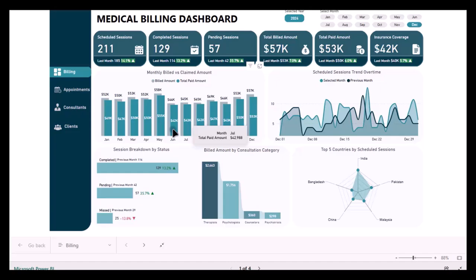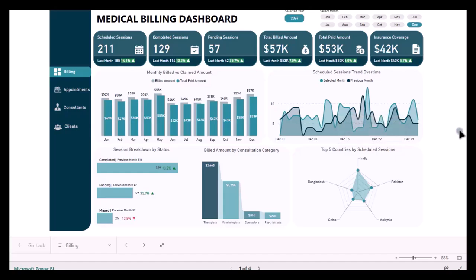Moving forward to another visual, which is a line chart for sessions trend over time. You can identify seasonal peaks and plan resources accordingly. For example, the spike around mid-December indicates a surge in sessions, perhaps due to year-end checkups or insurance deadlines. With this insight, you can schedule staff better or prepare for a busy period.